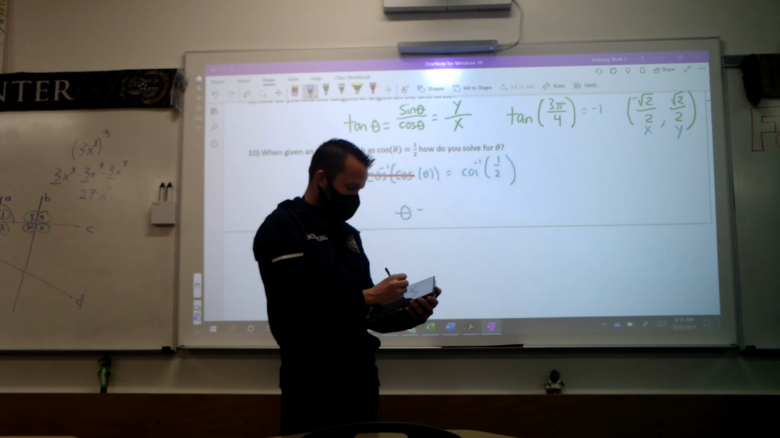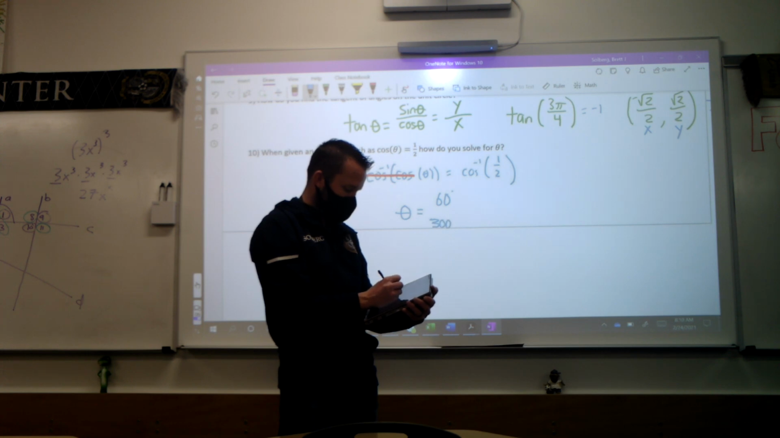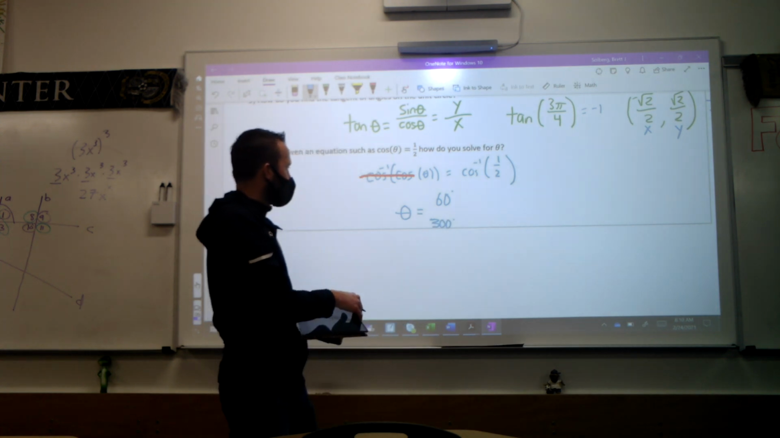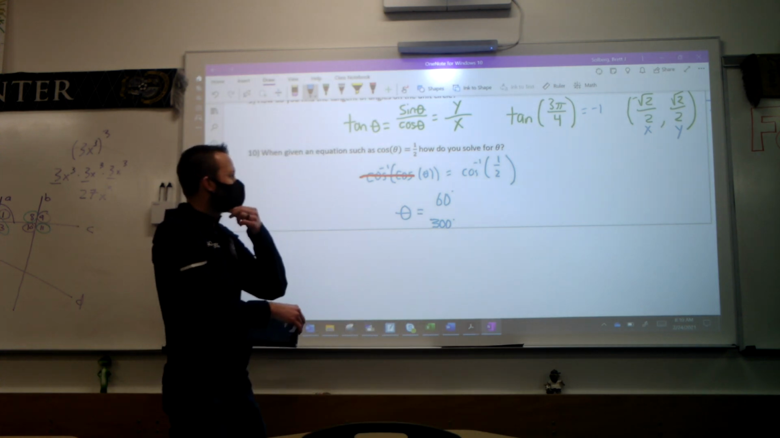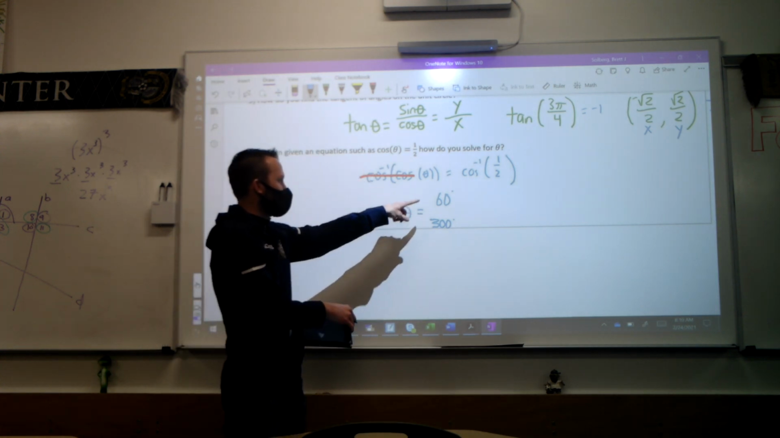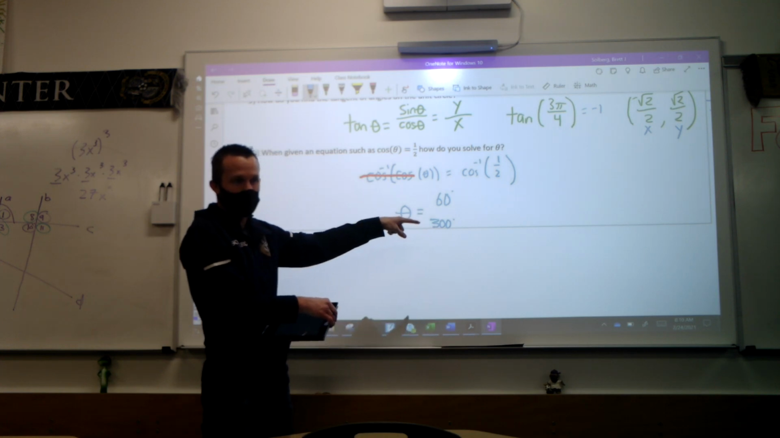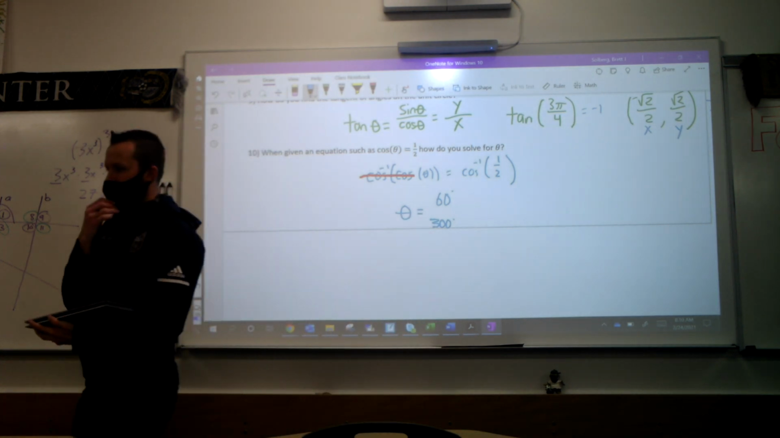So the answer, you're going to have two answers here. Theta could be 60 degrees, or it could be 300 degrees is what we said, right? Because at both of those, the x value is 1/2. Now, if you wanted, you could plug it into your calculator, but your calculator just gives you one of those options.